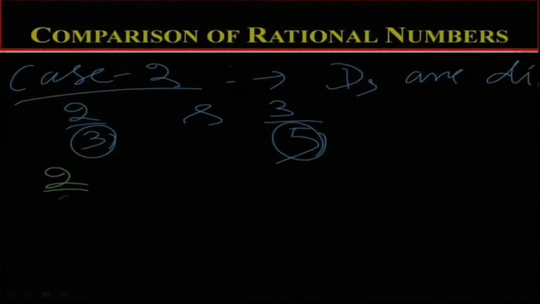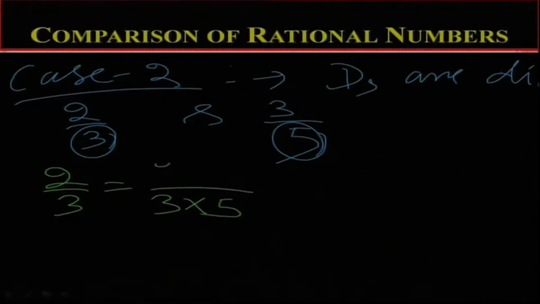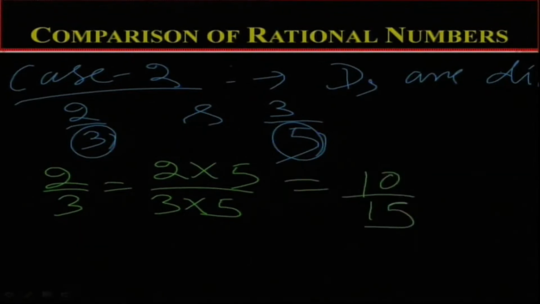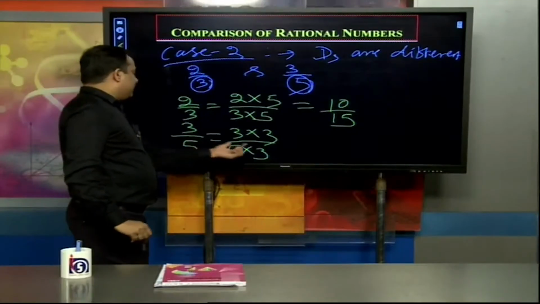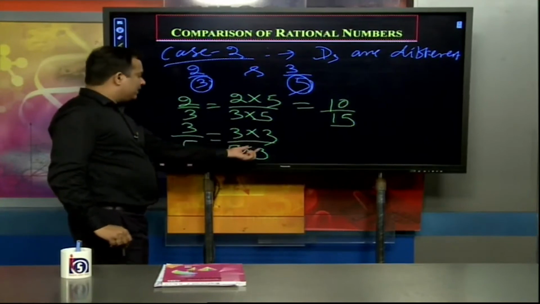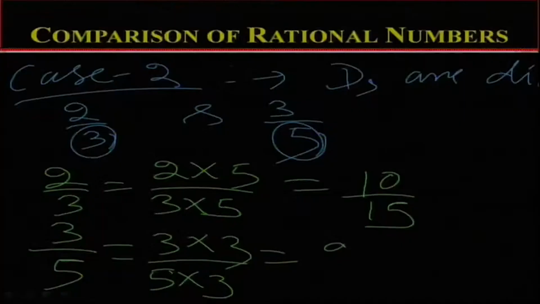We have to write 2 by 3 in its equivalent form, with the LCM of 3 and 5, that is 15. So I write 3 into 5 and 2 into 5. There will be no problem because we multiply a constant quantity in both numerator and denominator. So you get 10 by 15. Second, 3 by 5: I can write 5 into 3, and 3 into 3, because 3 is the constant quantity, and you get 9 by 15.